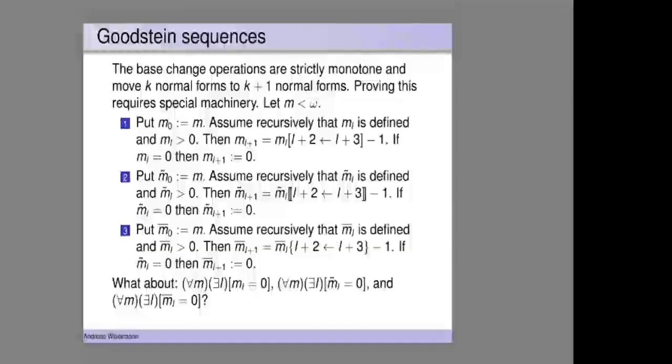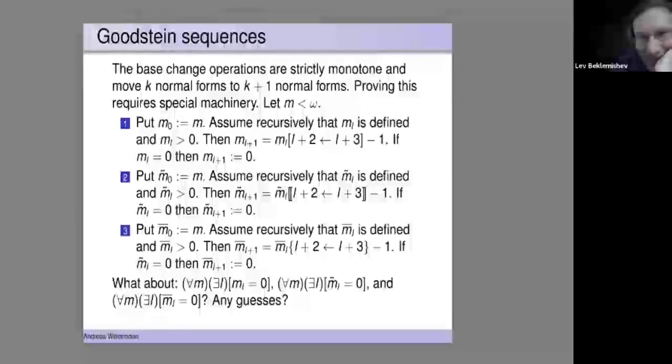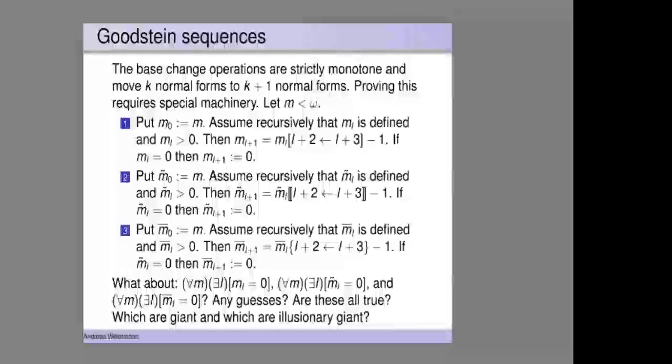Now you can ask, what about the statements: for every m there exists an l, such that the Goodstein sequence at time l hits 0? Are these statements true? What do you think? Any guesses? Of course, they are true. Yes, it's true. Well, otherwise that would not make sense at all. Anyway, but now the next question is, which are independent and which are illusionary independent? Any guesses? That's more difficult to answer, and I will answer this right now.